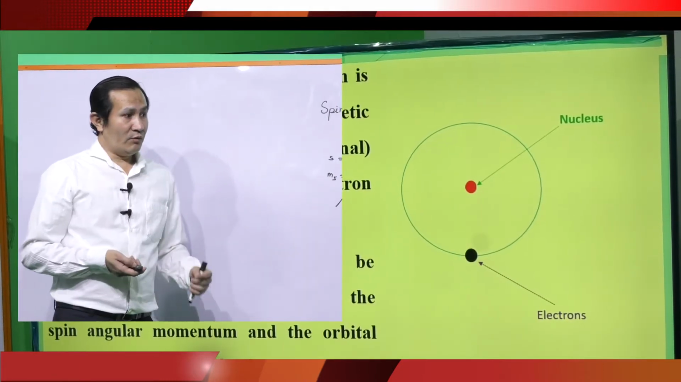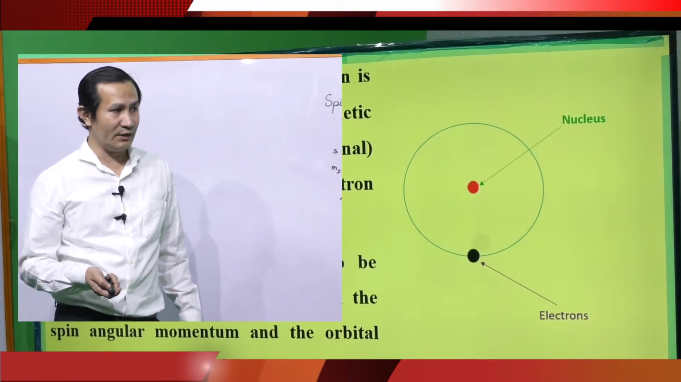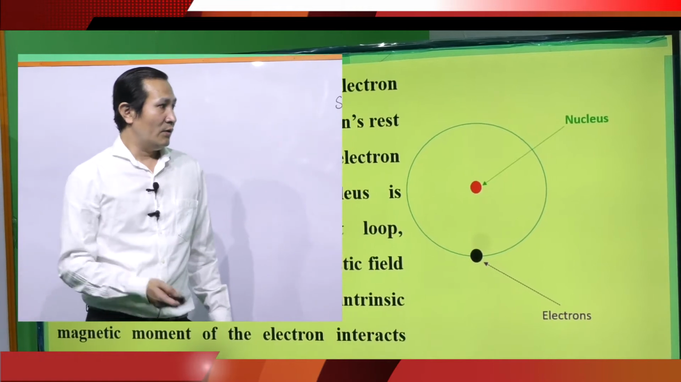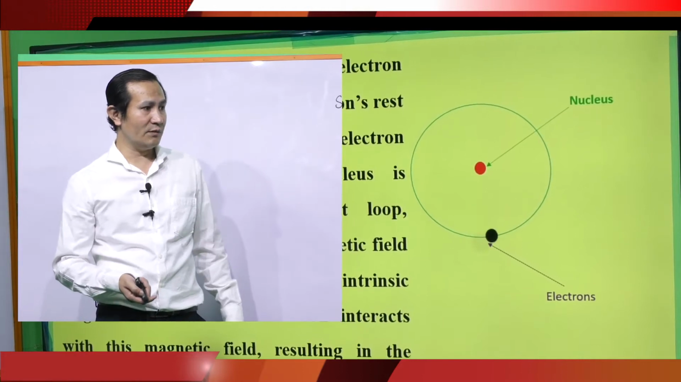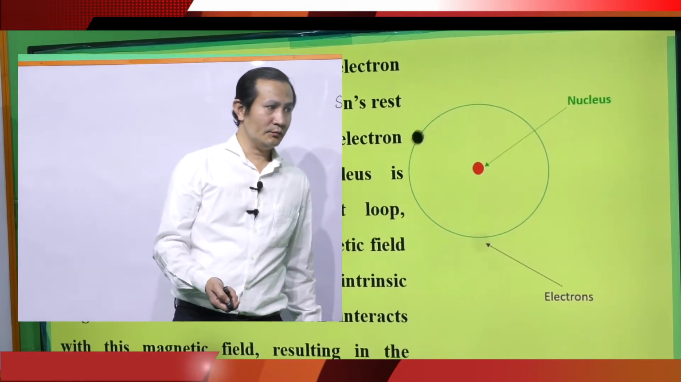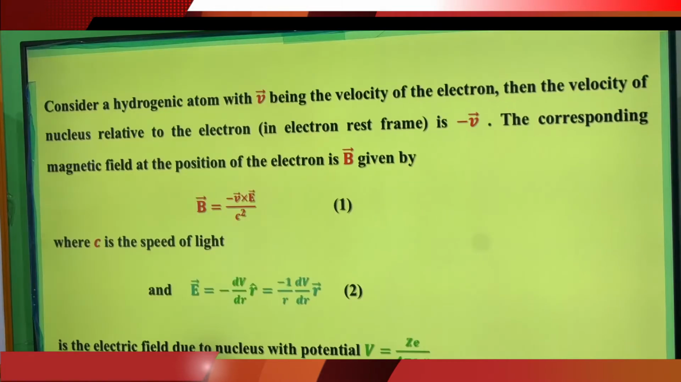We are going to see the derivation of the expression for the spin-orbit interaction and the consequent energy. This is the classical picture I have just described. Let me skip over some of these things. For deriving this expression, we consider the vector v to be the velocity of the electron, and in the electron rest frame, the velocity of the nucleus will be minus v.